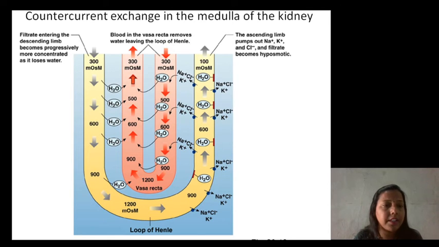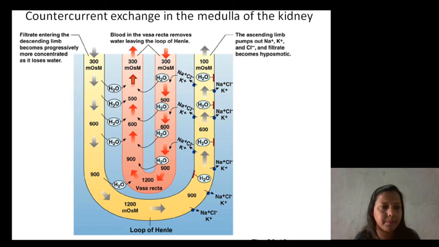Now at the same time, the ions which are reabsorbed from the ascending limb of the loop of Henle get absorbed into the vasa recta, and due to that the blood which is flowing through the vasa recta first has a concentration of 300 milliosmoles, then it becomes 500, 600, 900, and finally 1200 milliosmoles. It means due to the absorption of salts in the blood, its osmolarity and concentration increase.